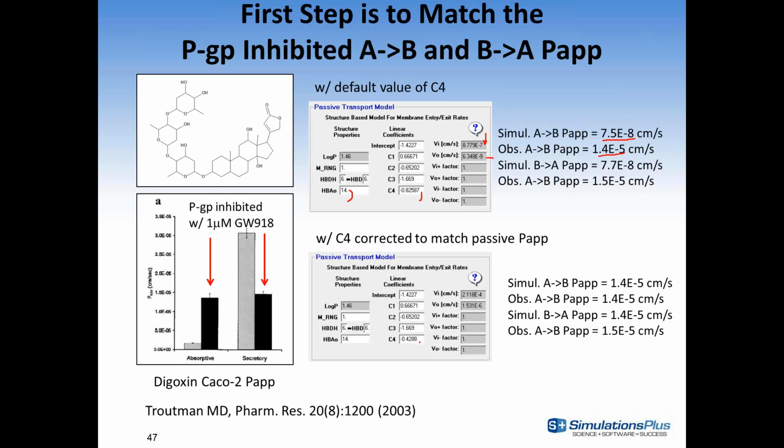So we simply take an experiment where the PGP is inhibited by GW918. In this case, these bars show the absorptive and secretory permeabilities of digoxin measured by Troutman, and when it's inhibited by the GW compound, they both level out to about the same value of 1.4 to 1.5 times 10 to the minus 4 centimeters per second. By changing that C4 value from minus 0.8 to minus 0.4, we diminish the influence of all of these hydrogen bond acceptor oxygens, and we can get a simulated permeability that matches the passive process. So that's our first step. I've done this with a number of our contract study clients, and it is a good way to process this kind of data.